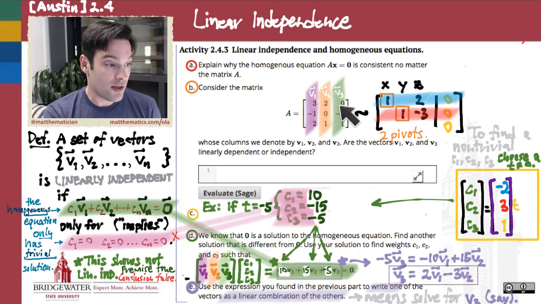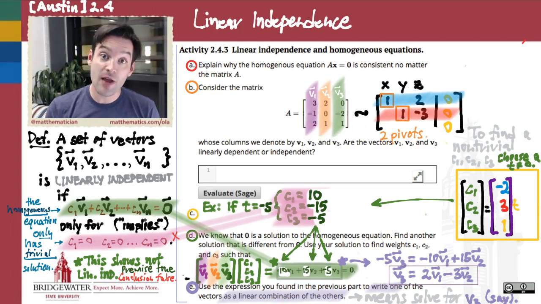In other words, this third column is not independent of the first 2, because this third column is twice the first column minus thrice the second column. So 2 of these minus 3 of those gives me the third column. And that's another way of expressing why this set of 3 vectors is not linearly independent. Because the third one actually lies in the span of the other 2. It is equal to a linear combination of the other 2.